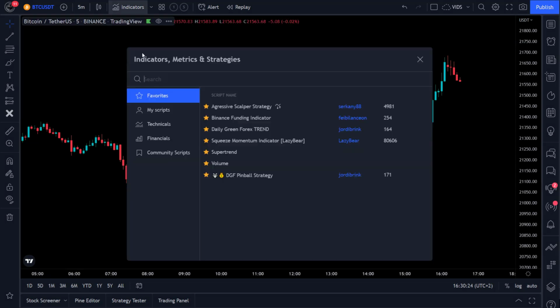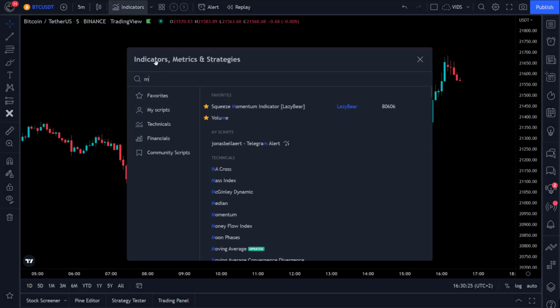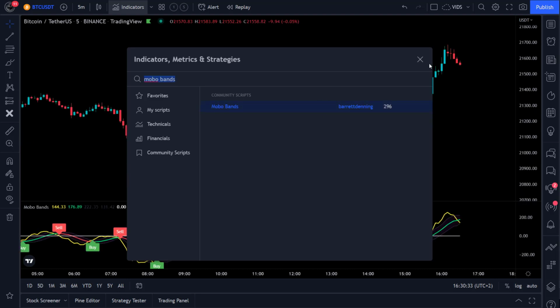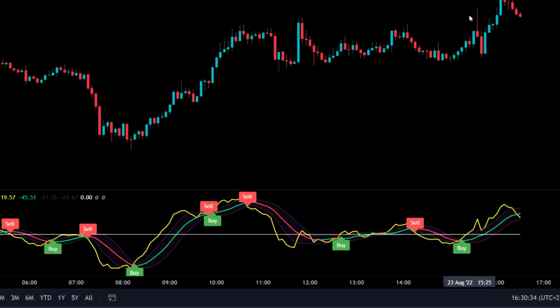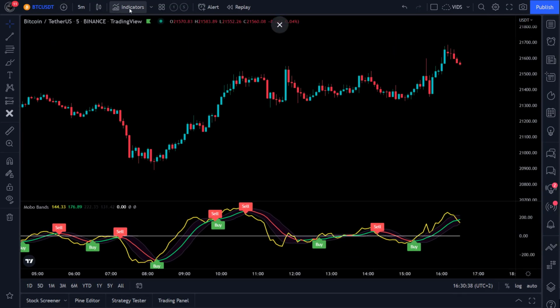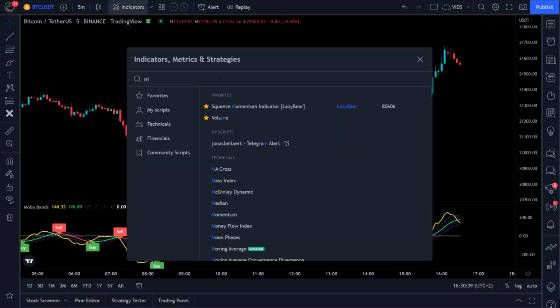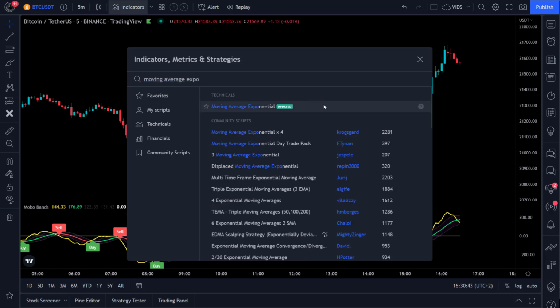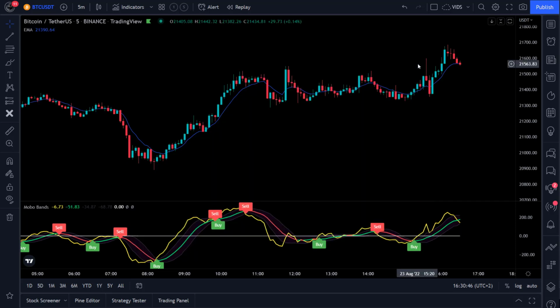The indicator I use for this strategy is called the MOBO Bands indicator. Enter MOBO Bands on tradingview.com and click on it. The MOBO Bands indicator is going to help us open a buy or sell position at exactly the right time. In addition to the MOBO Bands indicator, we'll also use the Moving Average Exponential indicator. This indicator is going to help us find the right trend so we know where to open buy or sell positions.